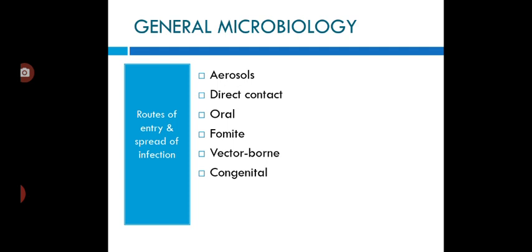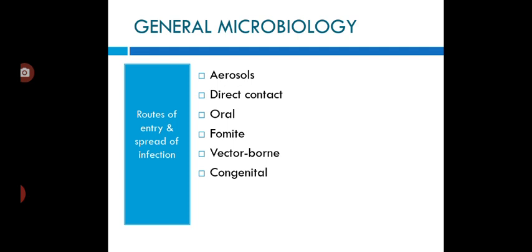Next is vector-borne. An insect acquires a pathogen from one animal and transmits it to another, either mechanically or biologically. Mechanically means the insect is carrying the pathogenic organism on the outside of its body, either on the forelimbs, the beak, or the mouth.